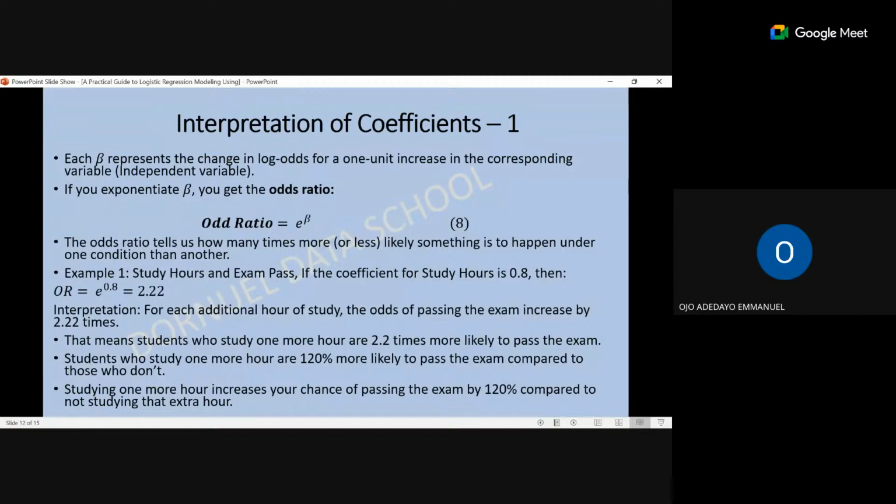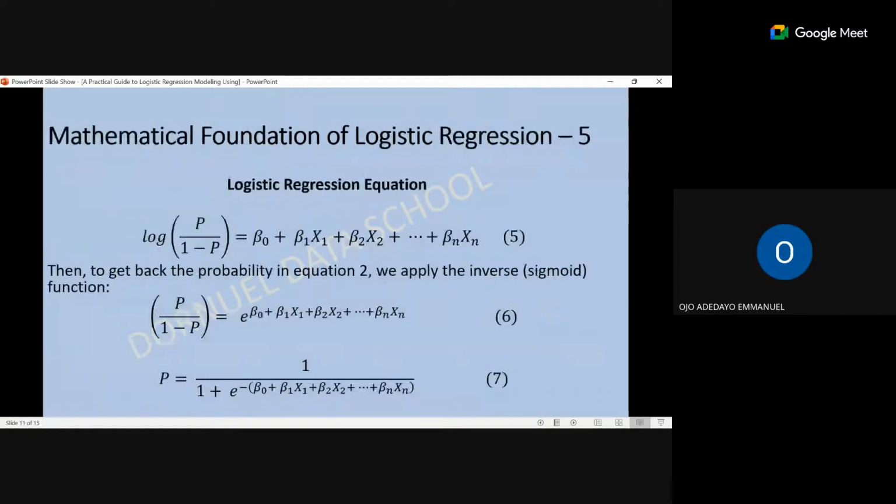How do we interpret this? Remember that from the logistic regression, equation 5, we have all these beta naught, beta 1, beta 2, up to beta n. They are called parameters. When you run a logistic regression model, like the one we ran yesterday, we have those coefficients. That is what we call the parameters.